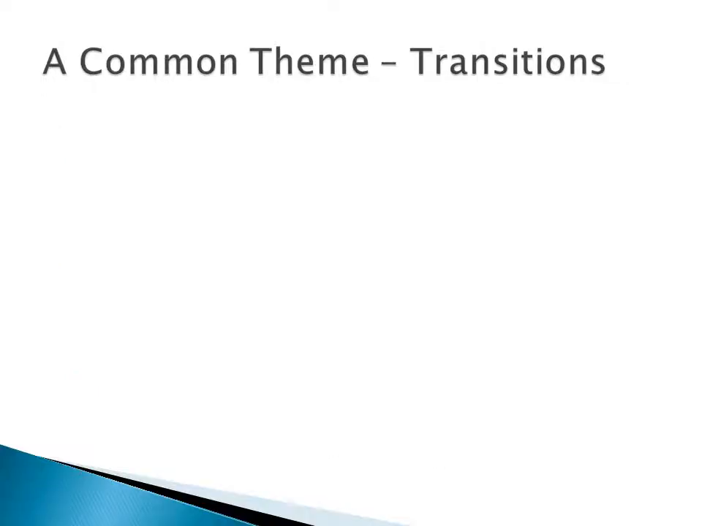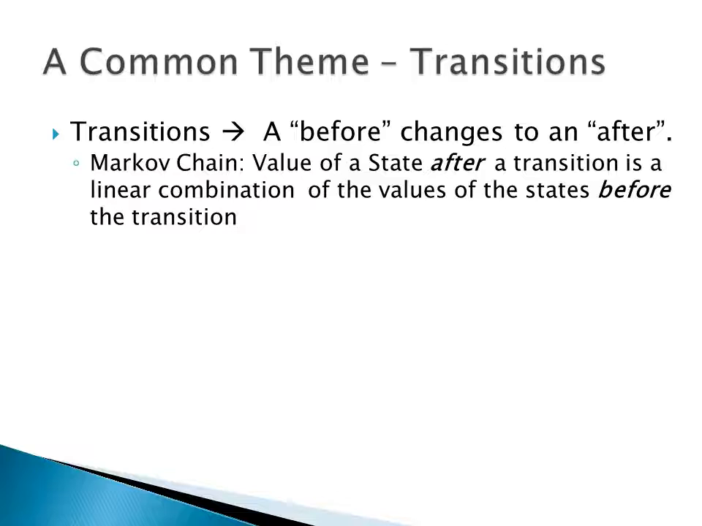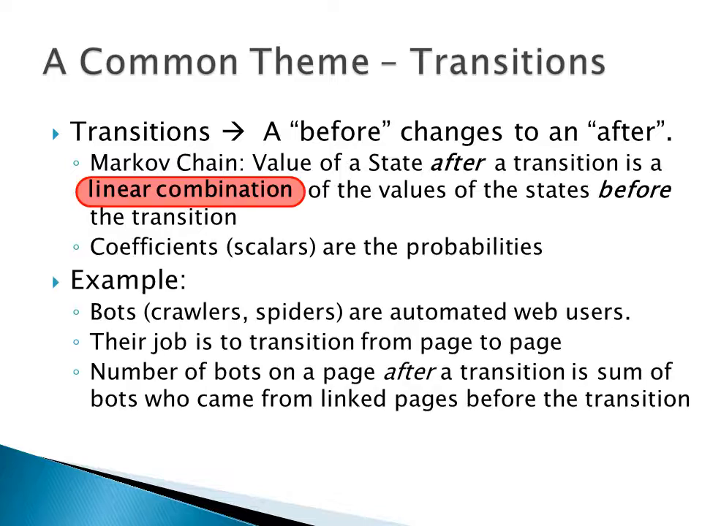Another common theme is going to be transitions. So transitions is when there's a before and it changes to an after. So Markov chains are actually models of transitions. And in particular, a transition is a linear combination of the values of the states before the transition. So notice that word linear combination. We'll see this quite a bit.